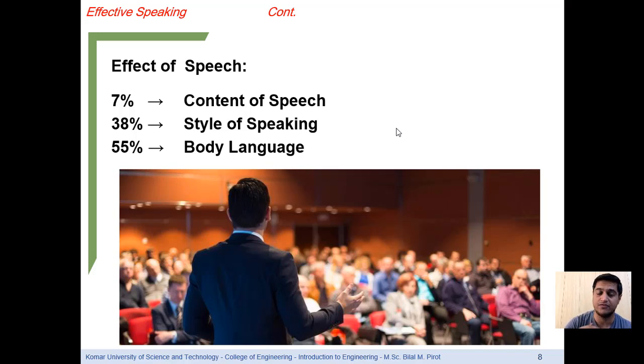So we understand that body language and style of speaking is very important, the frequency of your voice. It is very important to focus on the body language and the frequency of your voice, using your hands, using your facial expression, using your movement while you are speaking, because only 7% of the effectiveness of your speech is related to the contents of your speech.